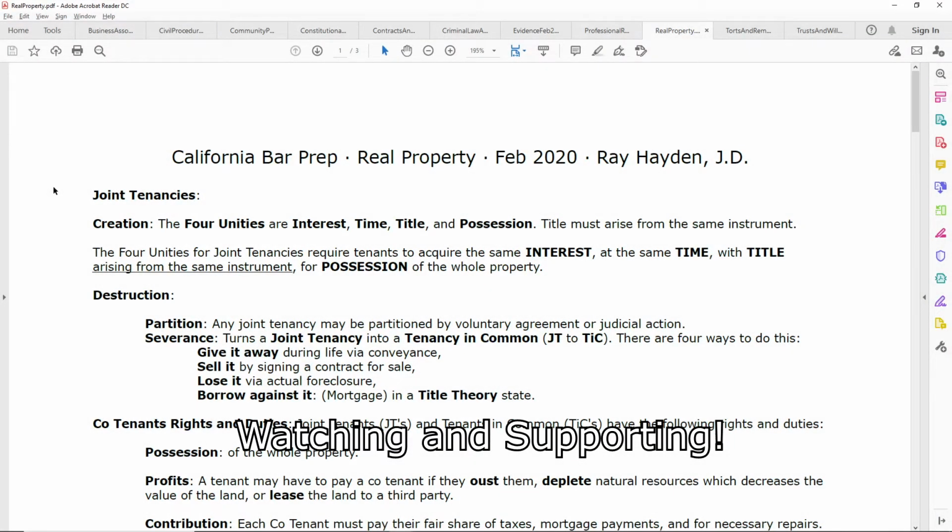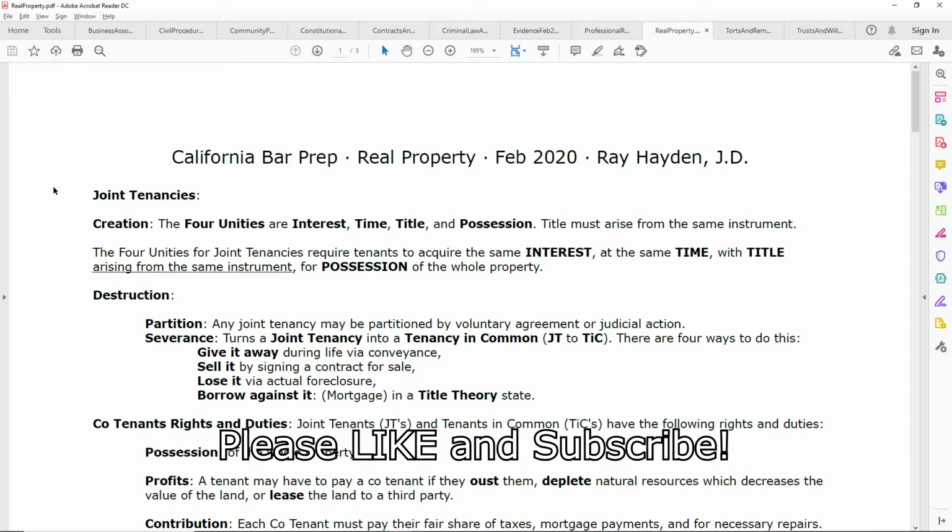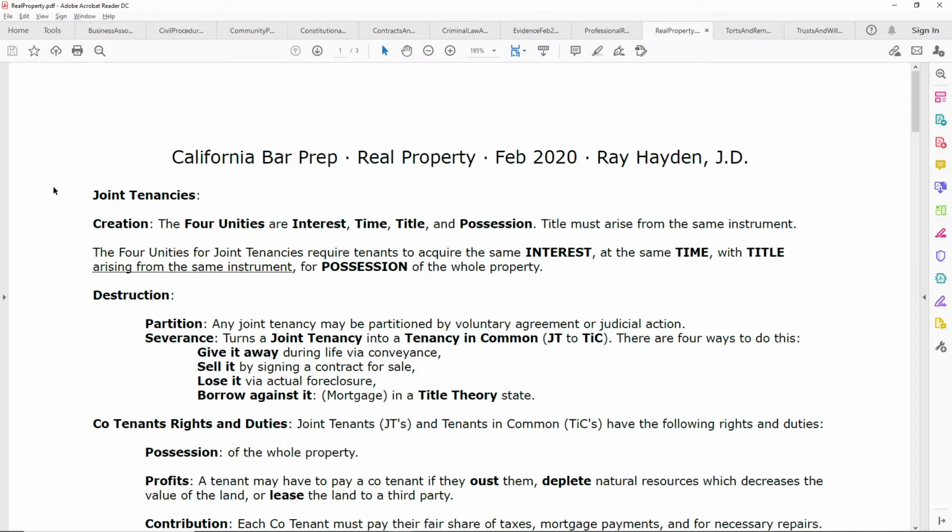Real property. Joint tenancies. Creation. The four unities are interest, time, title, and possession. Title must arise from the same instrument. The four unities for joint tenancies require tenants to acquire the same interest at the same time, with title arising from the same instrument for possession of the whole property.